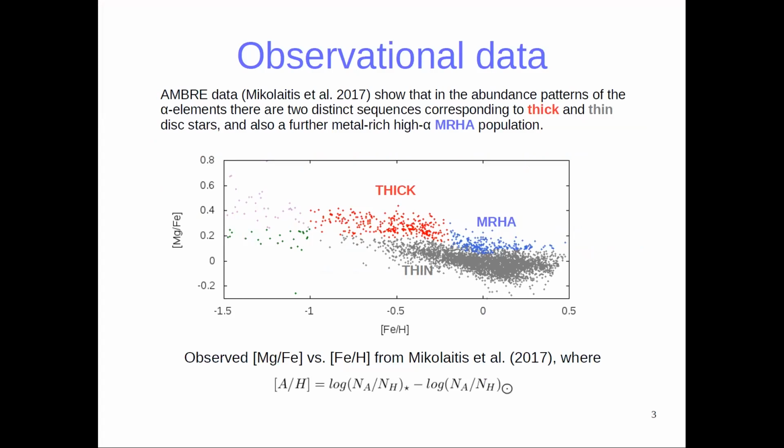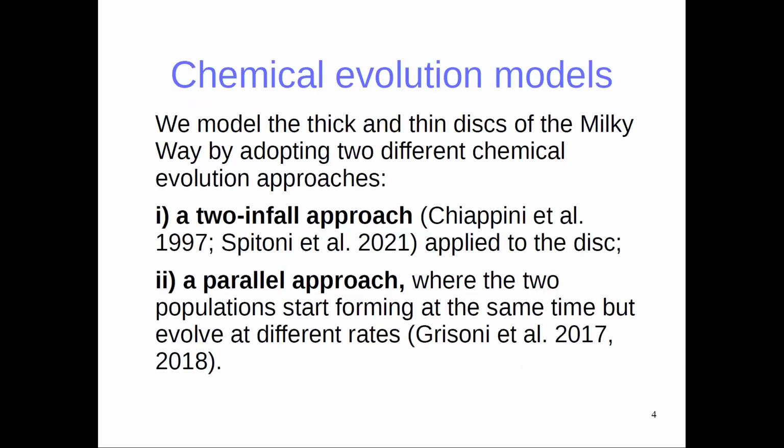So they have higher alpha values and lower metallicity with respect to the thin disk that represents a low alpha sequence tending to higher metallicities. And color coding differently, there are these metal-rich alpha enhanced stars in blue that still need to be well understood by chemical evolution models. So the models that I developed for the thick and thin disks follow basically two main chemical evolution approaches. A revised two-infall approach that I applied only to the disk, so not taking into account the halo.